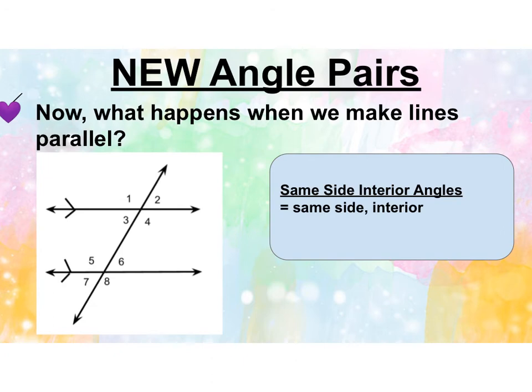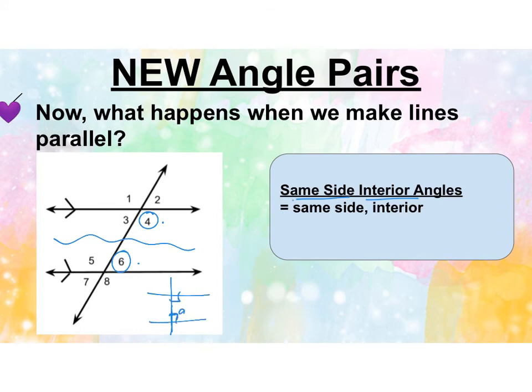This next one's going to be a little bit different. Here's my river. We're going to look at the same side interior. So we're looking at 4 and 6. But now 4 is obtuse and 6 is acute, so they can't be congruent anymore. They could in only one situation: if my lines were perpendicular, then they would both be 90.